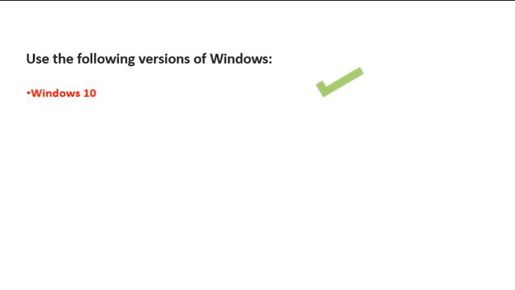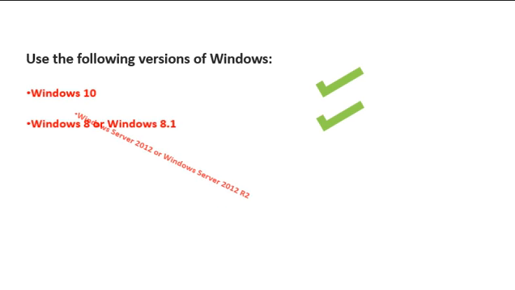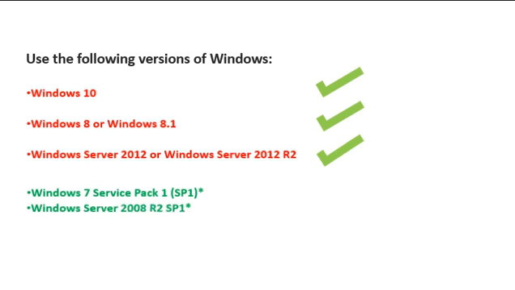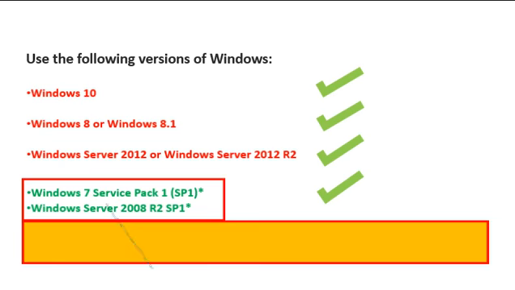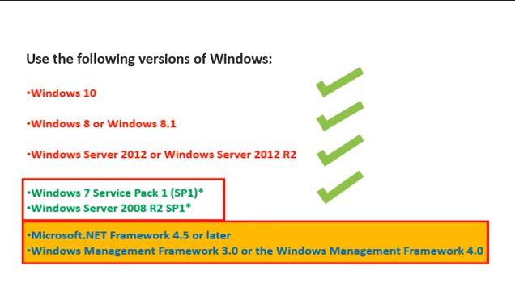Make sure you have the following Windows flavors: Windows 10, Windows 8 or Windows 8.1, Windows Server 2012 or Windows Server 2012 R2. However, for Windows 7 Service Pack 1 and Windows Server 2008 R2 SP1, you need to install the Microsoft .NET Framework 4.5 or later, and then either the Windows Management Framework 3.0 or the Windows Management Framework 4.0.